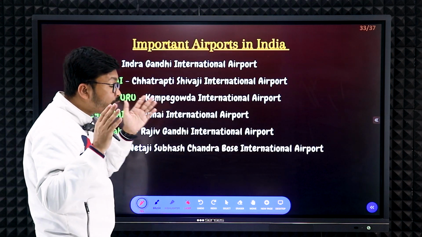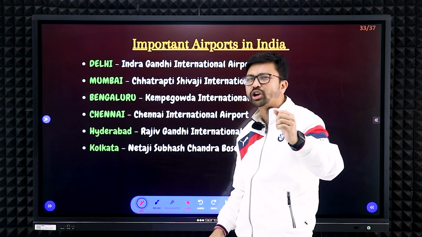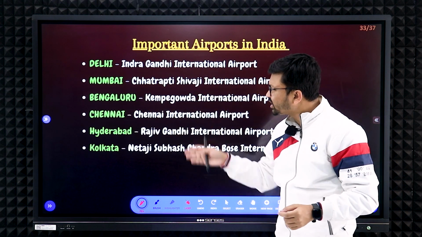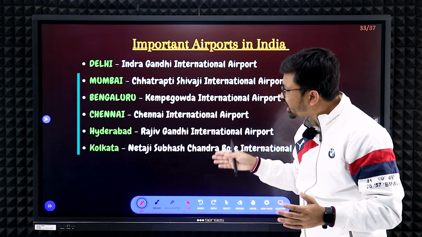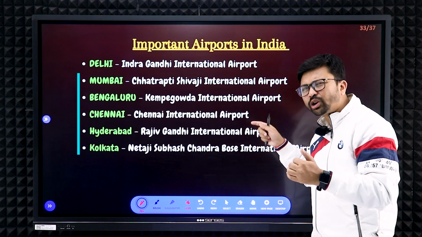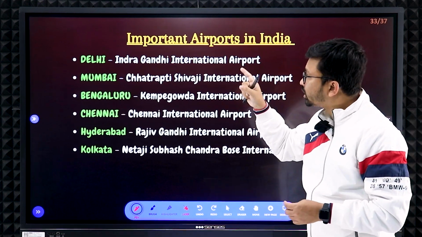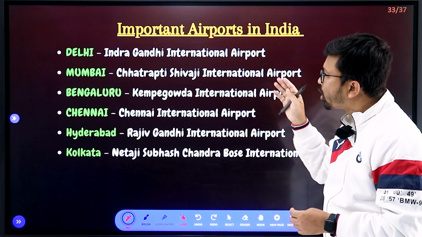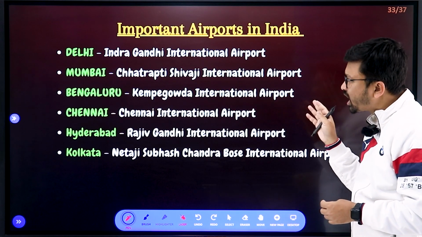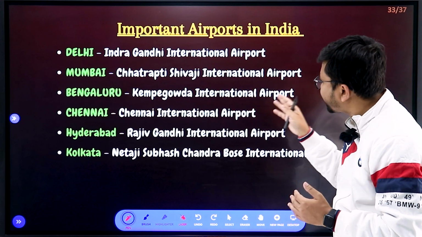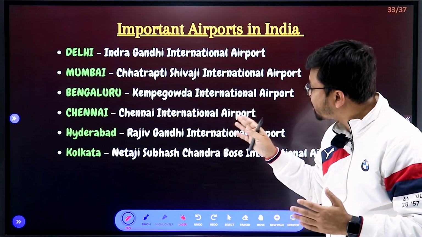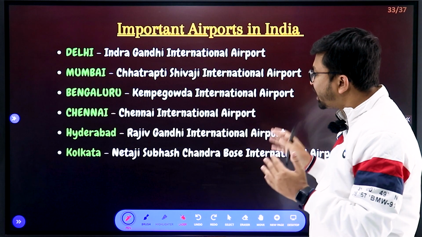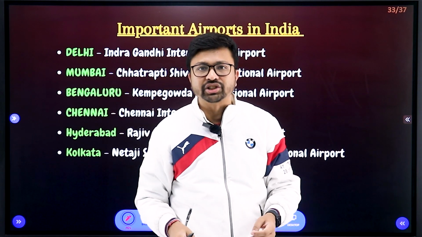Now here are a few important airports that you need to focus on. Here you can see, especially for MCQ questions, this is very important. Just see it here. What is the name of the international airport in Delhi, Mumbai, Bangalore, Chennai, Hyderabad and Kolkata? You just need to focus on these six names, right? Delhi, that is Indira Gandhi International Airport. Mumbai, Chhatrapati Shivaji International Airport. Bangalore, Kempegowda International Airport. Chennai, Chennai International Airport. Hyderabad, Rajiv Gandhi International Airport. Kolkata, Netaji Subhash Chandra Bose International Airport, right?